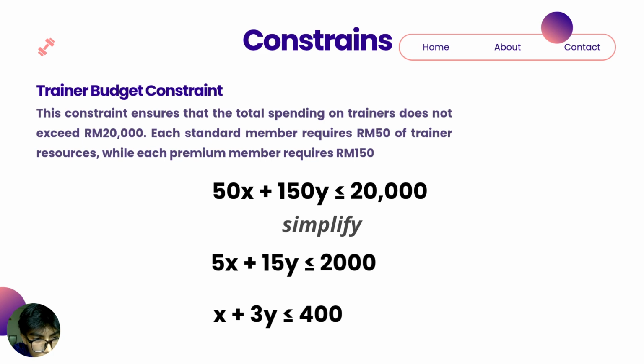The first constraint is the trainer budget constraint. This constraint ensures that the total spending on trainers does not exceed 20,000 ringgit. Each standard member requires 50 ringgit of trainer resources, while each premium member requires 150 ringgit. So the inequality that we get here is 50x + 150y ≤ 20,000 ringgit. And after we simplify this inequality, we get x + 3y ≤ 400.